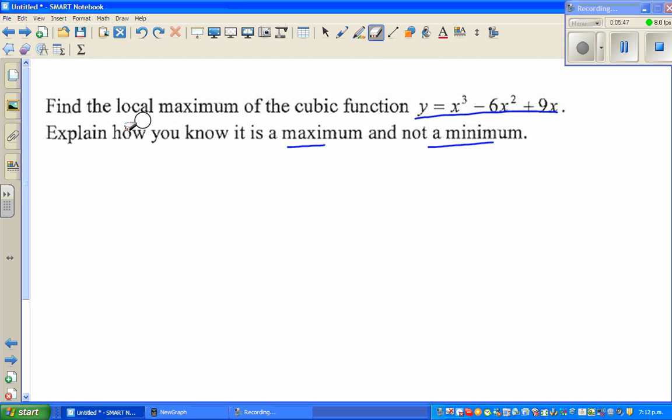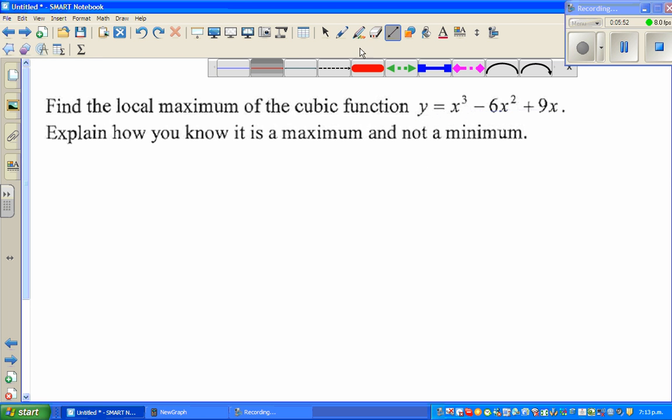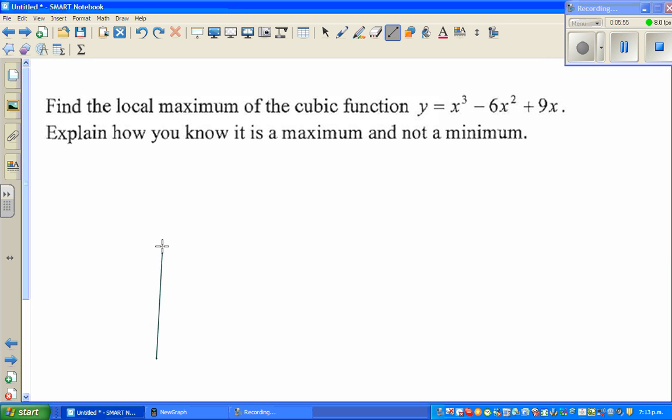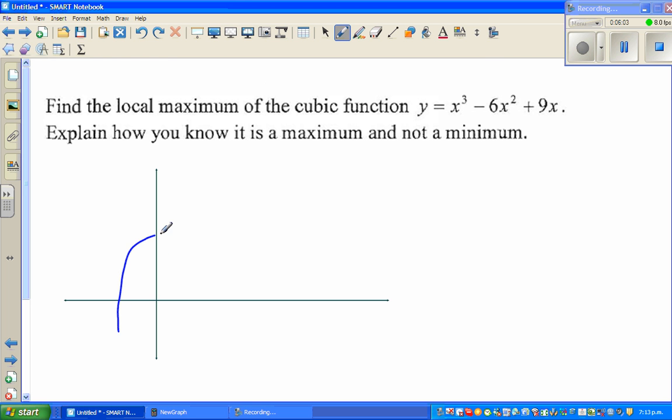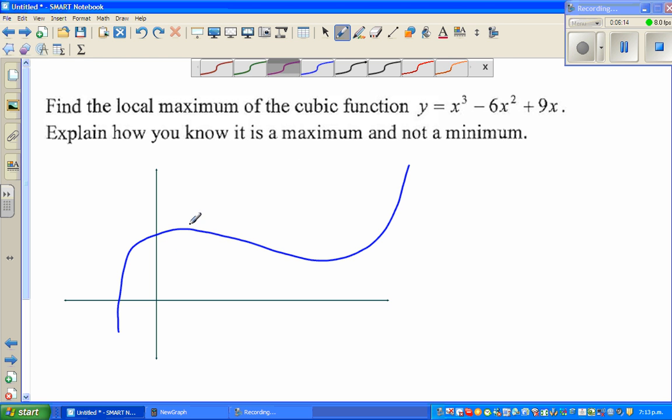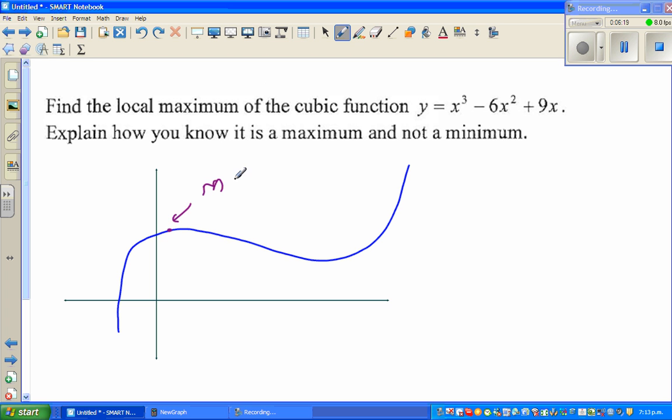So first, let me give you a review of the maximum or minimum. Let me draw a cubic function. This is not the exact cubic function, but suppose it looks somewhat like this. Because it's x cubed, it goes up, down, and up. So here, this is the maximum, and this point is the minimum.